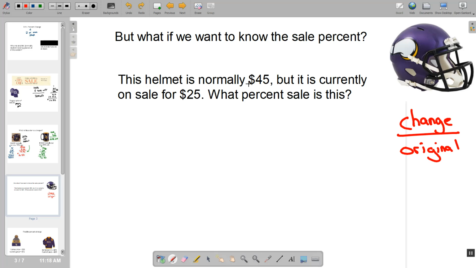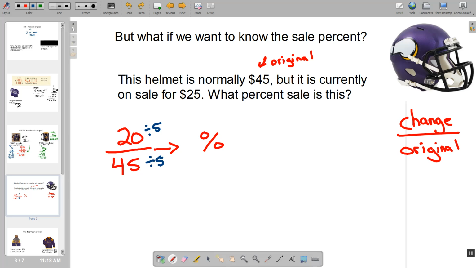So for this problem, the helmet is normally $45, so that is the original price. Then we find how much it changed from here to here, and that is a $20 decrease. We divide that by our original of $45, and we turn that into a percent, which we've done a lot of in this unit. So you could do 20 divided by 45 right away, but personally, I'm going to make this into a simpler fraction by dividing both numbers by 5 before we start.